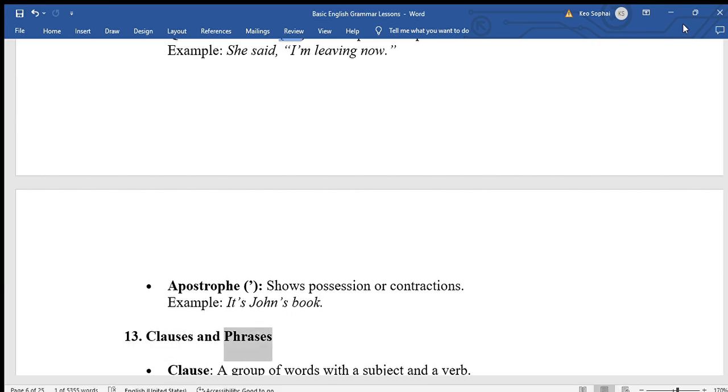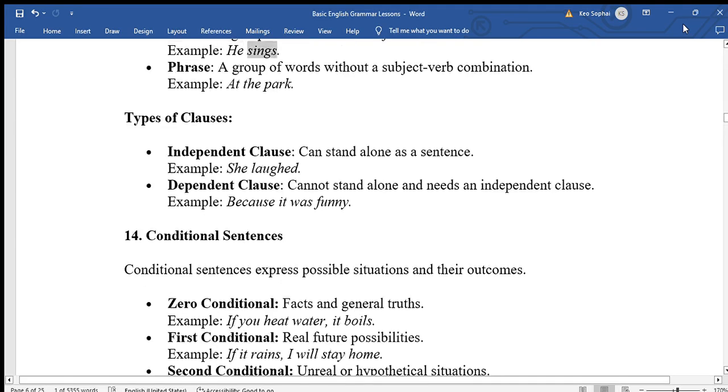13. Clauses and phrases. Clause, a group of words with a subject and a verb. Example, he sings. Phrase, a group of words without a subject-verb combination. Example, at the park. Types of clauses. Independent clause can stand alone as a sentence. Example, she left. Dependent clause cannot stand alone and needs an independent clause. Example, because it was funny.